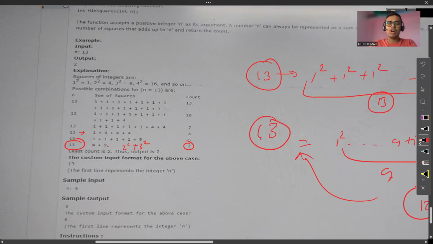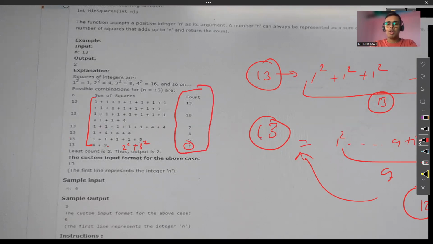So these are all the possible ways by which I get my sum of squares as 13. Now what do I have to return? I have to return the minimum count over all of the processes. So from all of the ways to get the sum of squares as 13, I have to return the minimum number of values which I have to add to get that value. You can see the minimum that I have to add to get 13 is 2, which is 2 square plus 3 square, which will eventually give me 13.